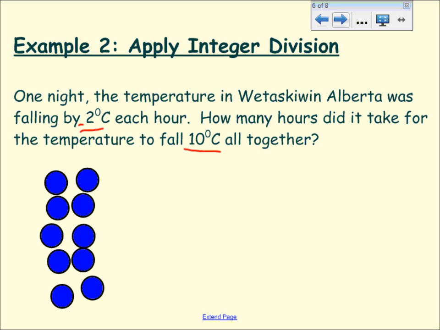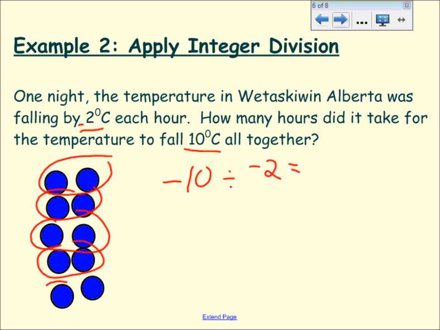So we're going to group these by 2. So we've got negative 10 divided by negative 2 equals, we group them up, 1, 2, 3, 4, and 5. We have negative 10 divided by negative 2 equals positive 5, because we count 1, 2, 3, 4, 5 groups.